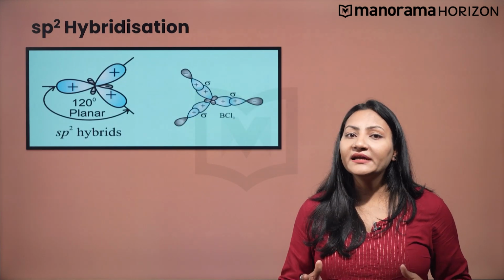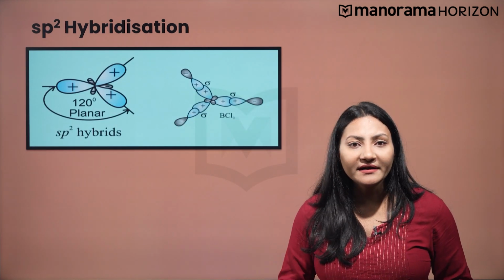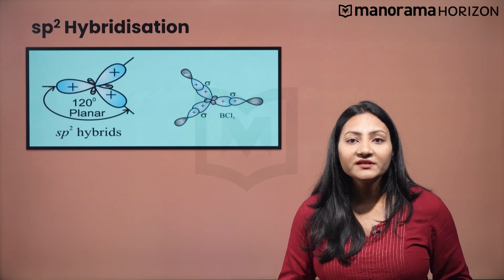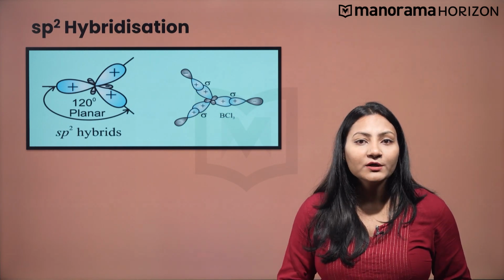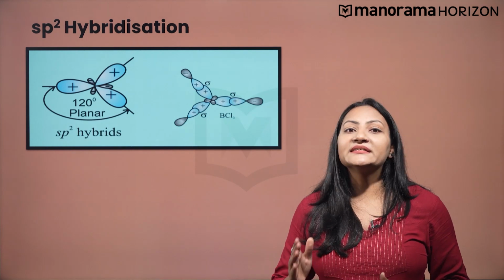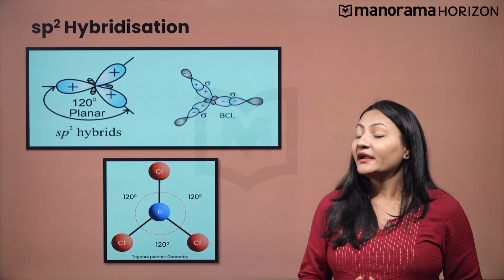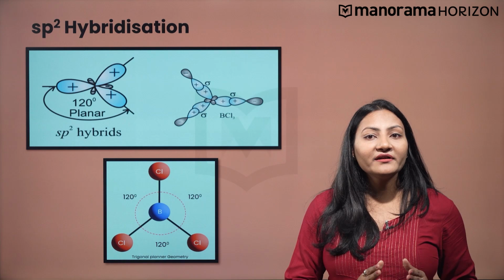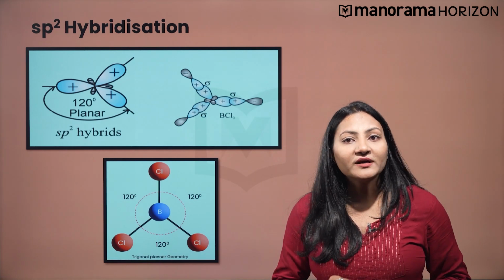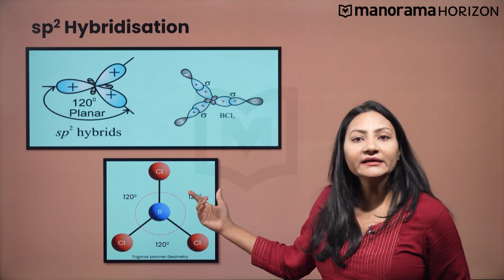The three hybrid orbitals so formed are oriented in a trigonal planar arrangement, overlapping with 2p orbitals of chlorine to form three B-Cl bonds. Therefore, in BCl3, the geometry is trigonal planar with a bond angle of 120 degrees.